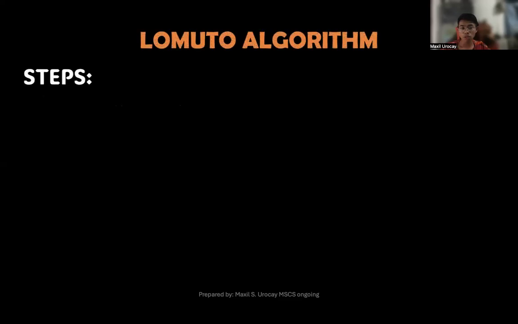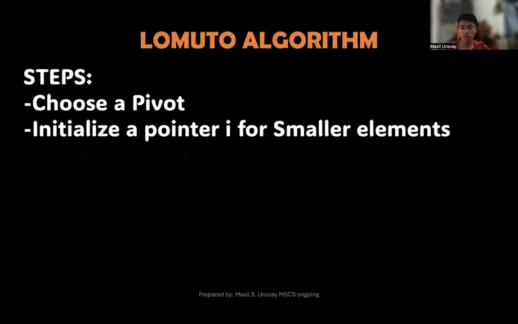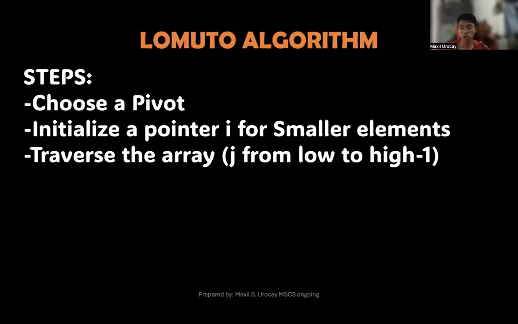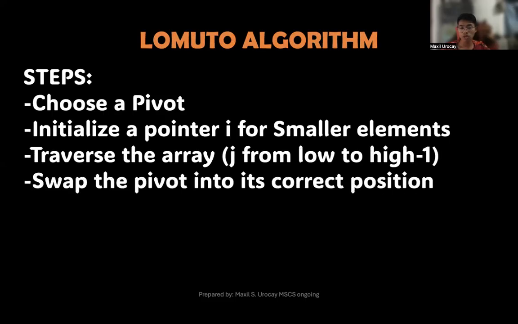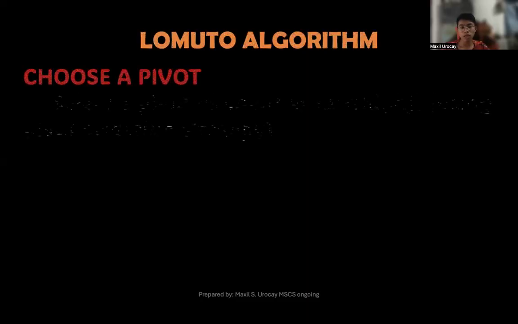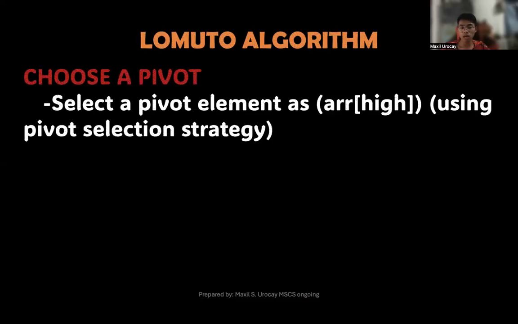So for Lomuto, you have to choose the pivot, initialize a pointer I for smaller elements, and traverse the array with J from low to high. You have to keep on running this J, then swap the pivot into the correct position and return the pivot index. So right now, choose a pivot. You have to select the element at array high. You have to set this array high using a pivot selection strategy.